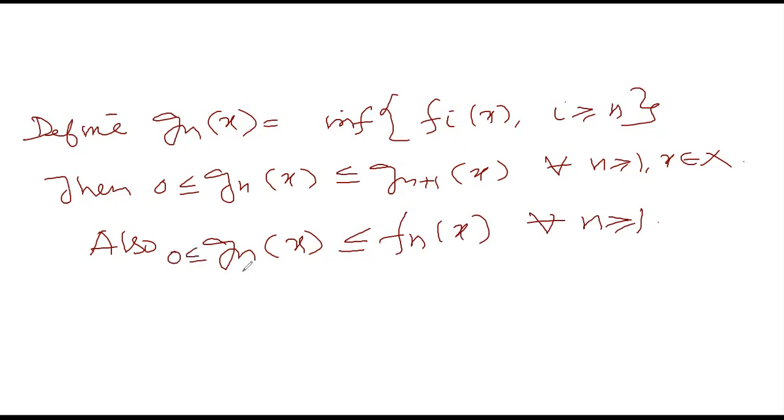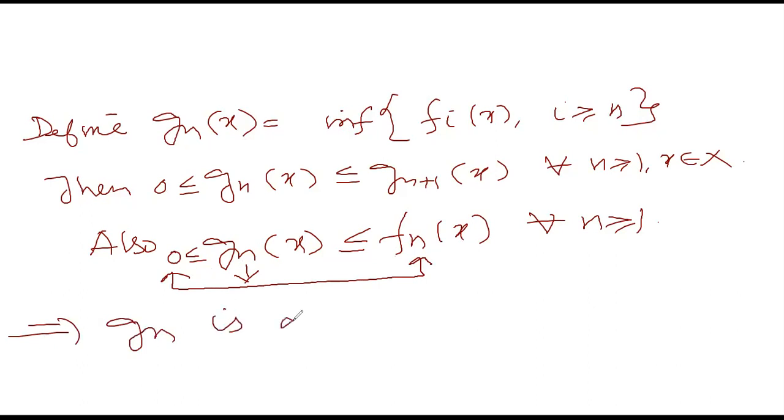Now you can see this gn is a measurable function, because it is the infimum of measurable functions, and it lies between two integrable functions, as fn is integrable and 0 is integrable. So this gives that gn is an integrable function. It's a sequence of integrable functions, and it's monotonic increasing.